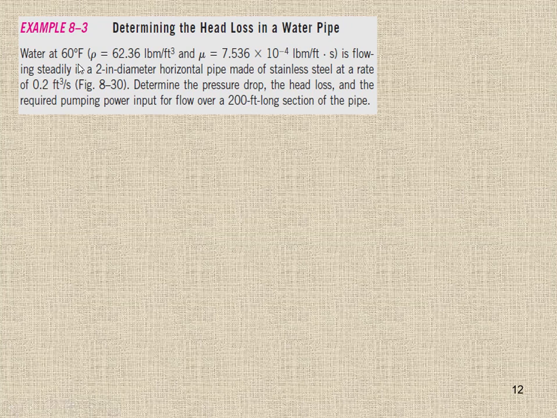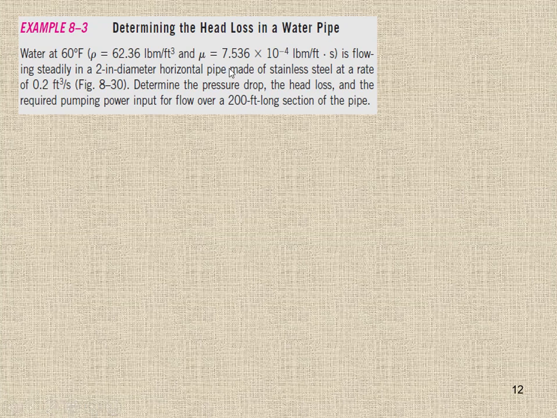So water at 60 degrees Fahrenheit, these are the water properties at 60 degrees Fahrenheit. As I said to you earlier, if these properties are not given, you can calculate them by using the table, material properties of water at 60 degrees Fahrenheit or for any fluid. The water is flowing steadily in a 2-inch diameter horizontal pipe made of stainless steel at a rate of 0.2 feet cube per second. Determine the pressure drop and head loss.